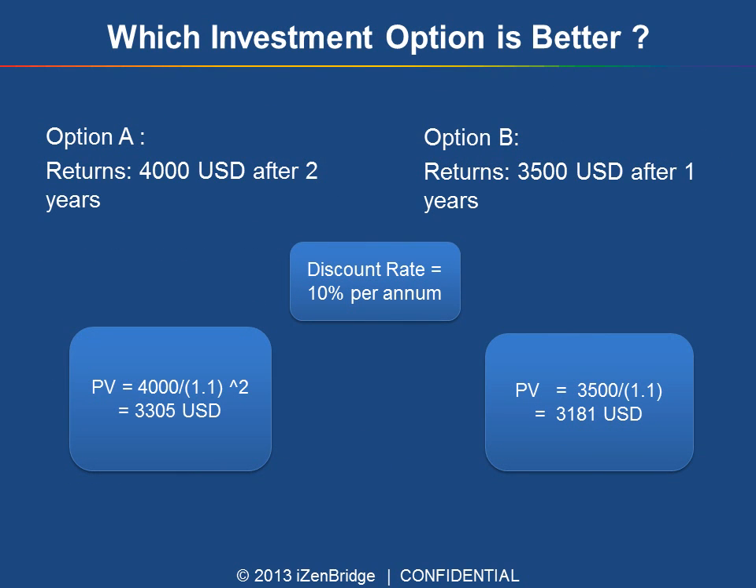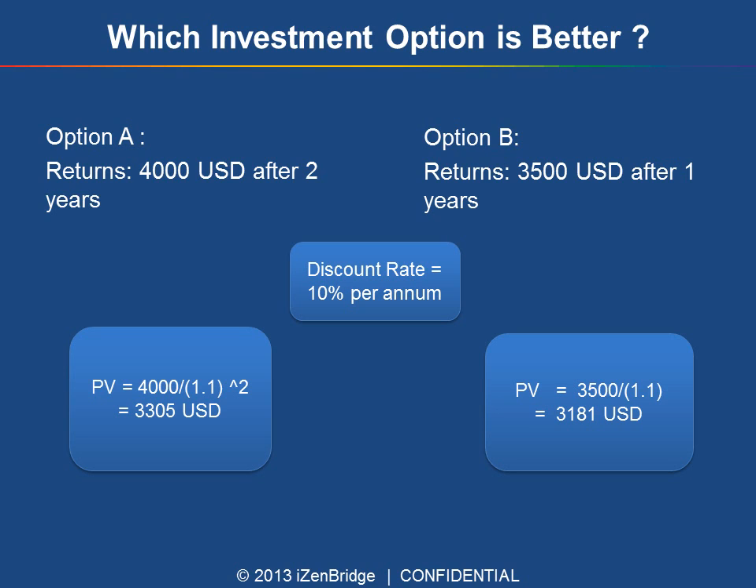Let's take an example. For example, you have two investment options. Investment option A gives you $4,000 after 2 years, and investment option B gives you $3,500 after 1 year. Since both the investments are giving return at a different time period, you cannot just compare the absolute value, like you cannot compare 4,000 with 3,500. Now you need to calculate both of these terms in present value. In order to calculate the present value, you need to know what is the discount rate, what rate or value you should give to the time period.